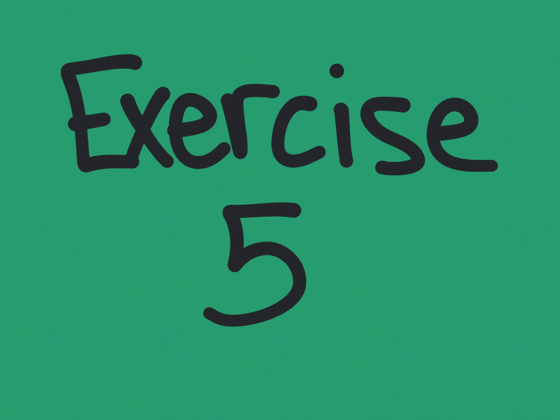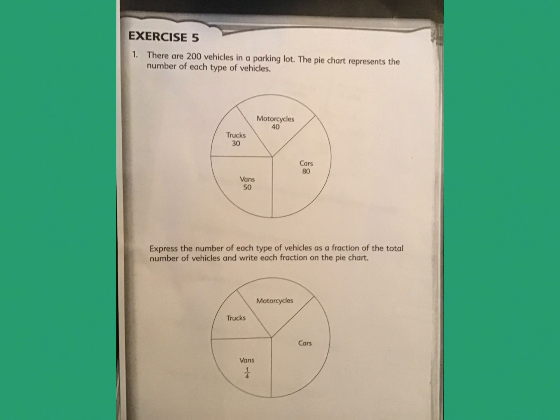Exercise 5 is your homework. Let me get you started on the homework. Exercise 5. There are 200 vehicles in a parking lot. The pie chart represents the number of each type of vehicle. Express the number of each type of vehicle as a fraction of the total number of vehicles and write each fraction on the pie chart.